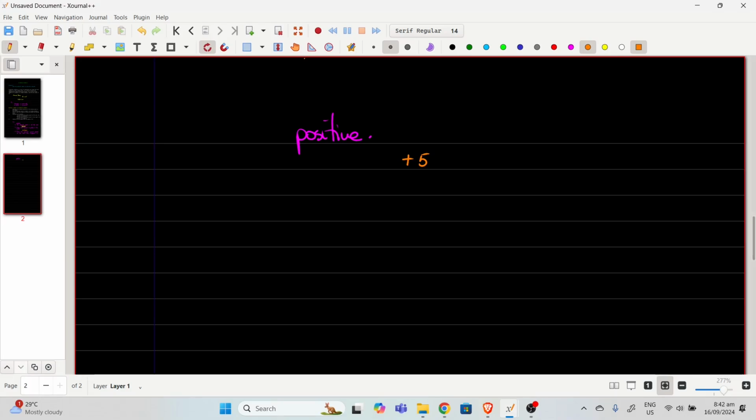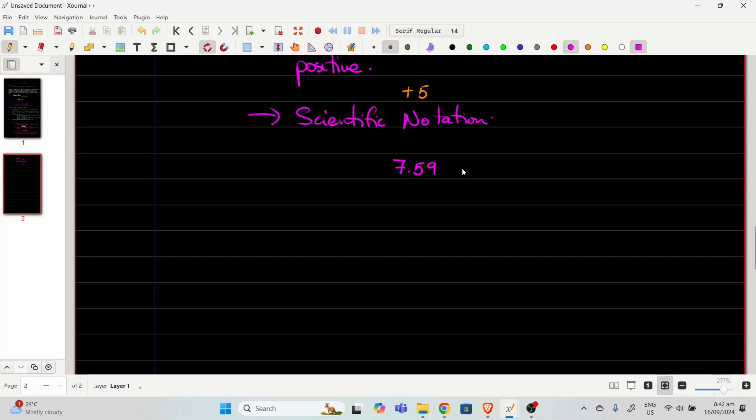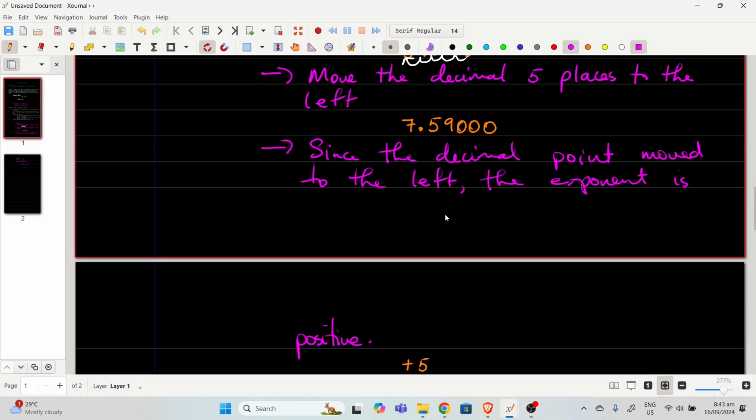Okay, final part, we combine everything together, and the scientific notation is 7.59. I'm just getting rid of all of these excess additional zeros. 7.59 times 10 to the fifth power. All right. Now, from there, we're going to do another example, but I'm not going to go through the steps in detail as I did before.